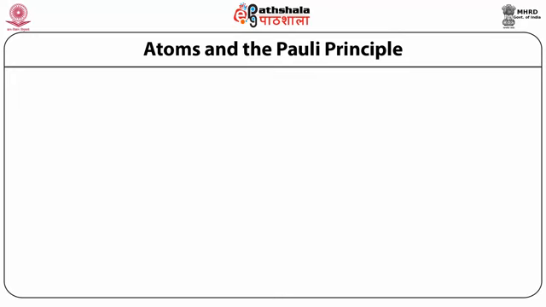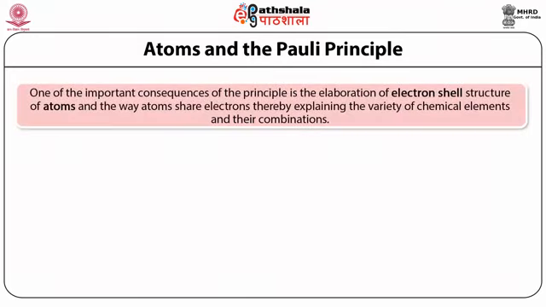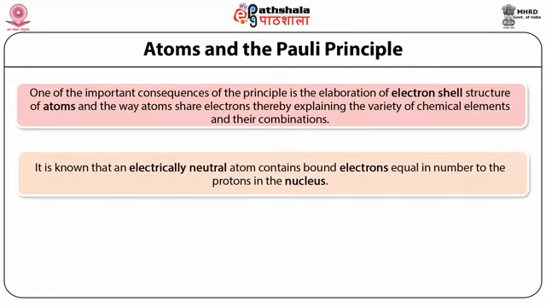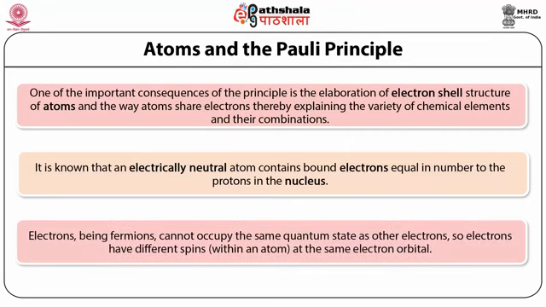Atoms and the Pauli principle. One of the important consequences of the principle is the elaboration of the electron shell structure of atoms and the way atoms share electrons, thereby explaining the variety of chemical elements and their combinations. It is known that an electrically neutral atom contains bound electrons equal in number to the protons in the nucleus. Electrons are fermions and cannot occupy the same quantum state as other electrons. So, electrons have different spins within an atom at the same electron orbital.